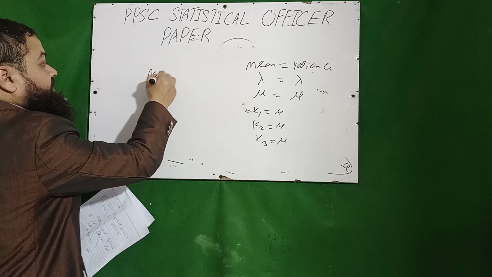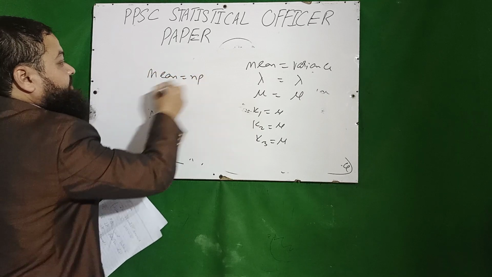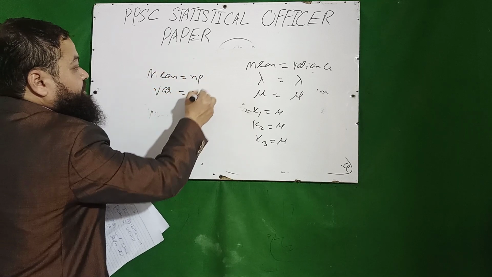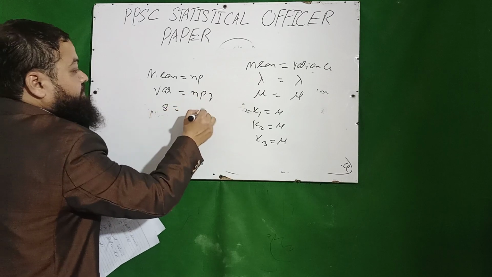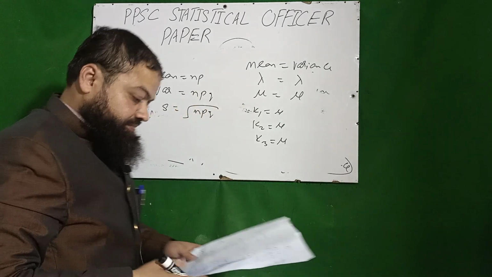Next question is the standard deviation of the binomial distribution. We know in binomial, mean is NP, variance is NPQ, and standard deviation is the square root of NPQ.